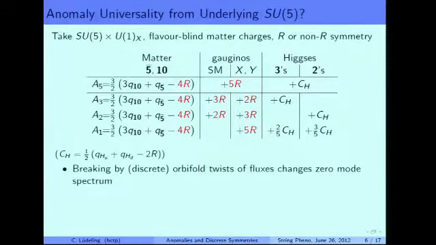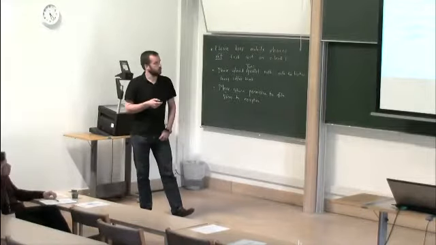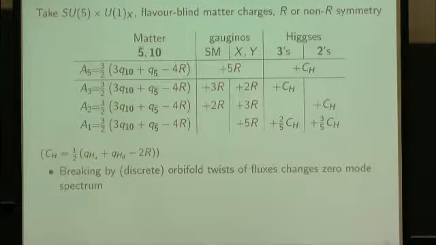The gauginos contribute if there's an R symmetry. So this R equals 1 would be an R symmetry, and R equals 0 would be a non-R symmetry. And of course, the Higgses also contribute. At this level, I can just split this up, kind of artificially, into the different contributions to the SU(3), SU(2), U(1) anomalies, and the CH is just the sum of the charges. And now the question is, what does this tell us if we break the SU(5) to the standard model? And this depends on basically the way of breaking.